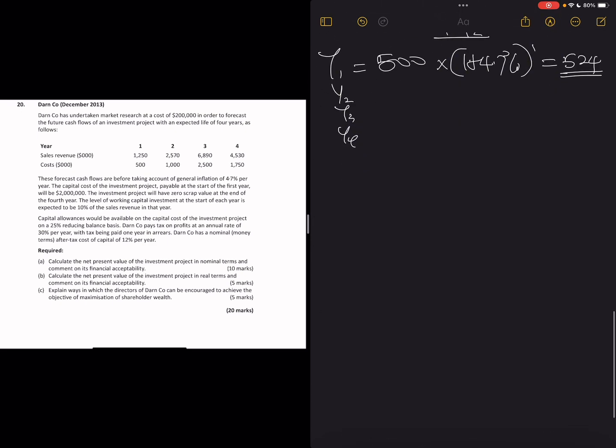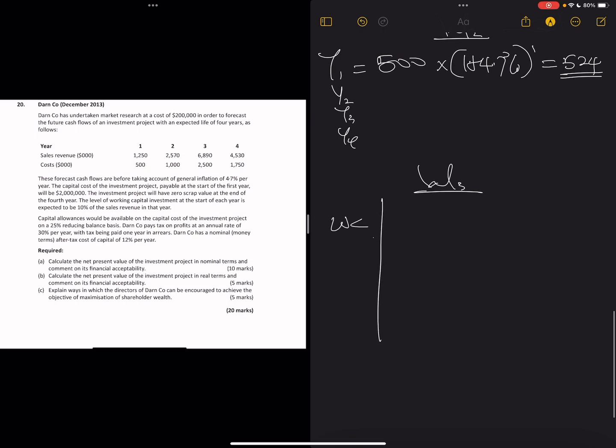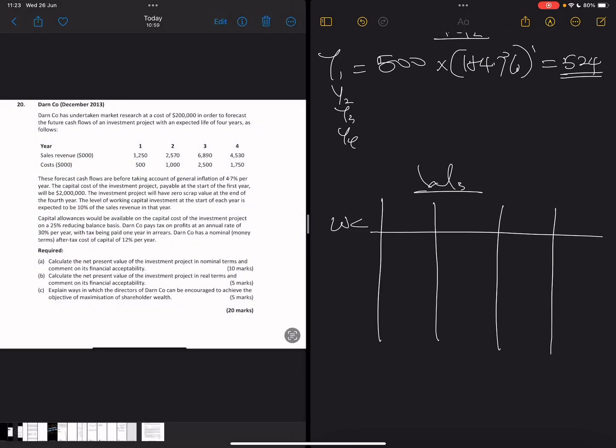Let's see it now in action. Working 3. So the working capital requirement for each year. Remember the question says, let's look at it, very careful please, the level of working capital at the start of each year is expected to be 10% of the sales revenue in that year. So this working capital is required at the start of the year.